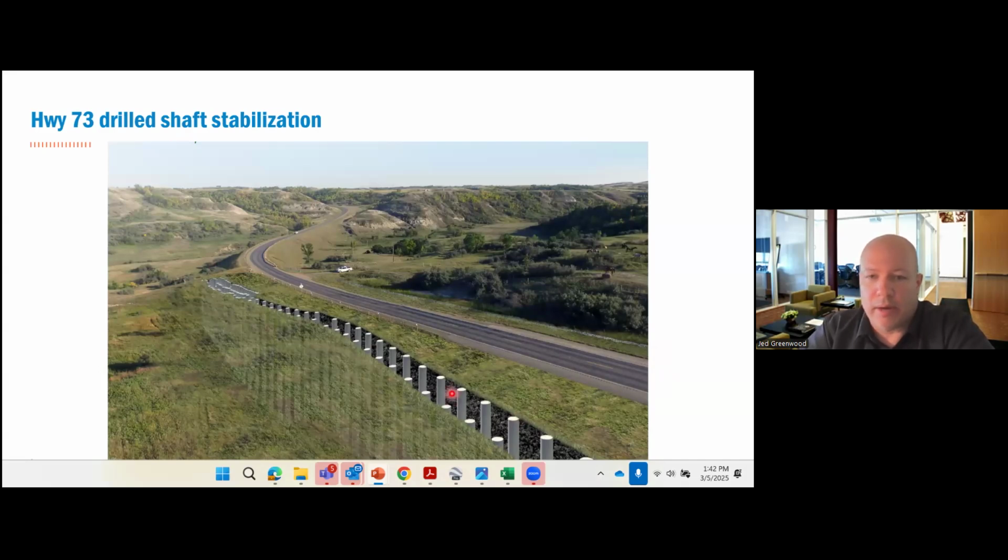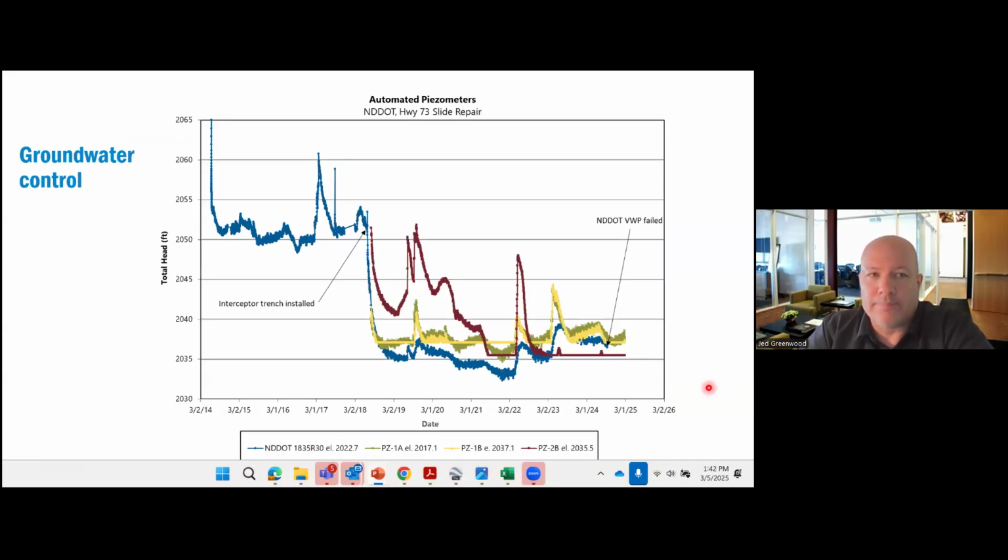So here's that rendering again, just as a reminder. So how did things look in the end? What does our monitoring data show? So this is total head being plotted from 4 different piezometers that were installed. I think the blue one is the most instructive because that was installed way back in 2014. This is a vibrating wire piezometer connected to a data logger.